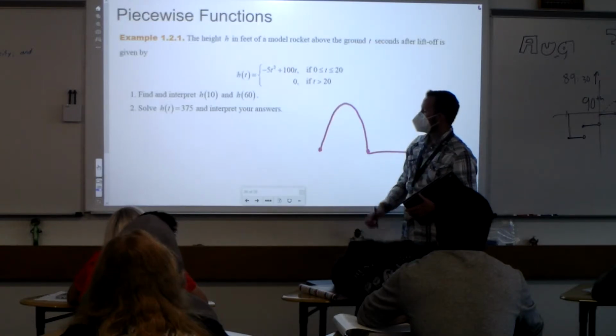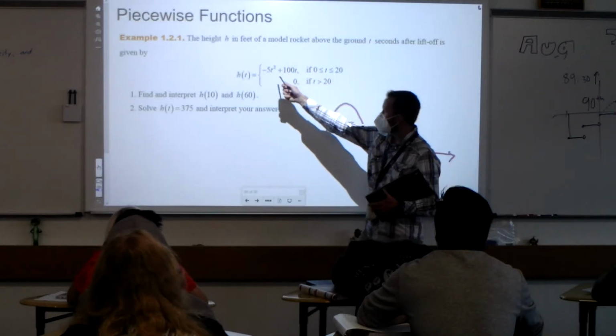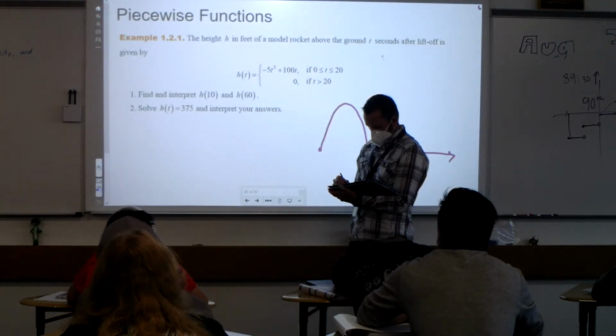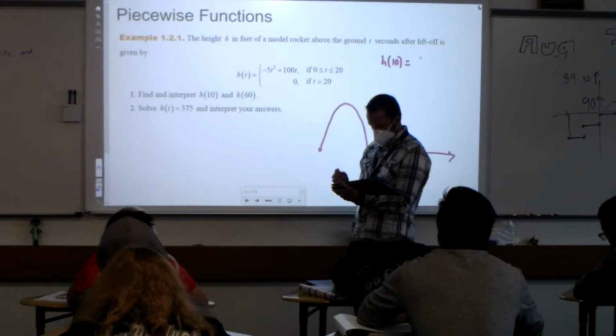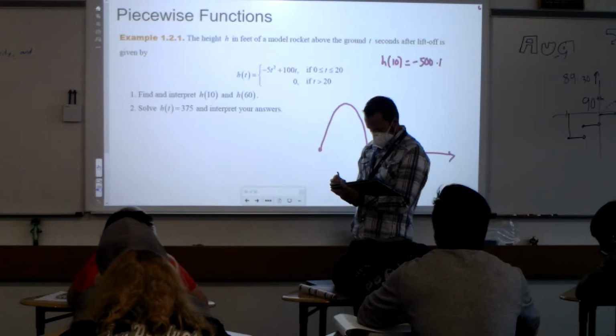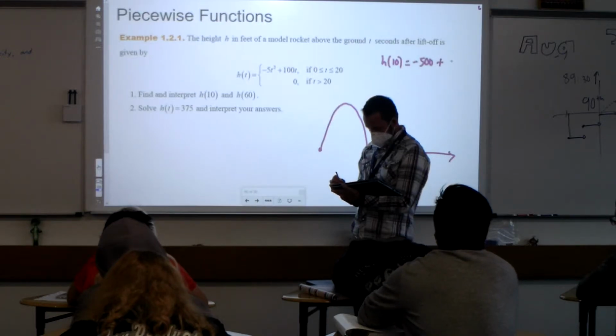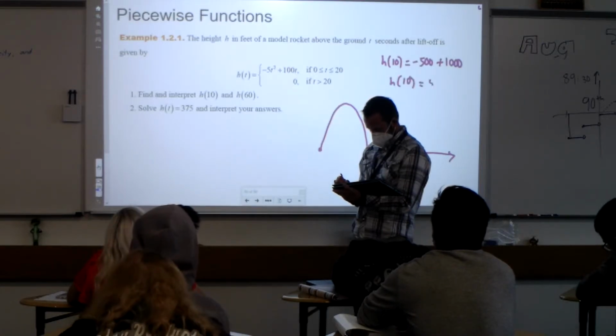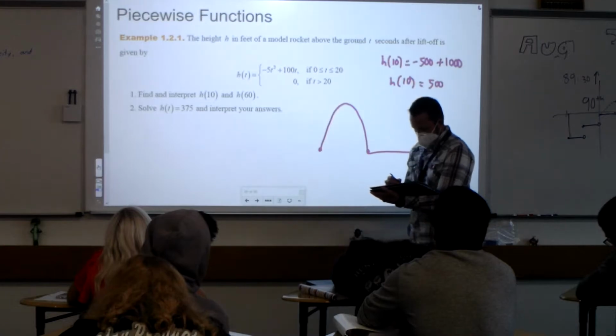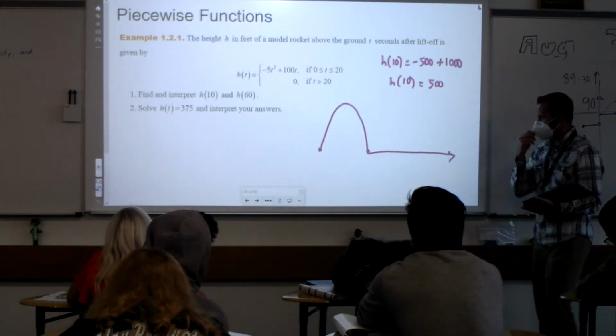We could actually figure that out real quick. 10 squared. So we're going to have negative 5 times 10 squared. 10 squared is 100, so that's negative 500. Plus 100 times 10 is 1,000, right? So I think that's 500. So 10 seconds in, it's going to be 500 feet in the air.